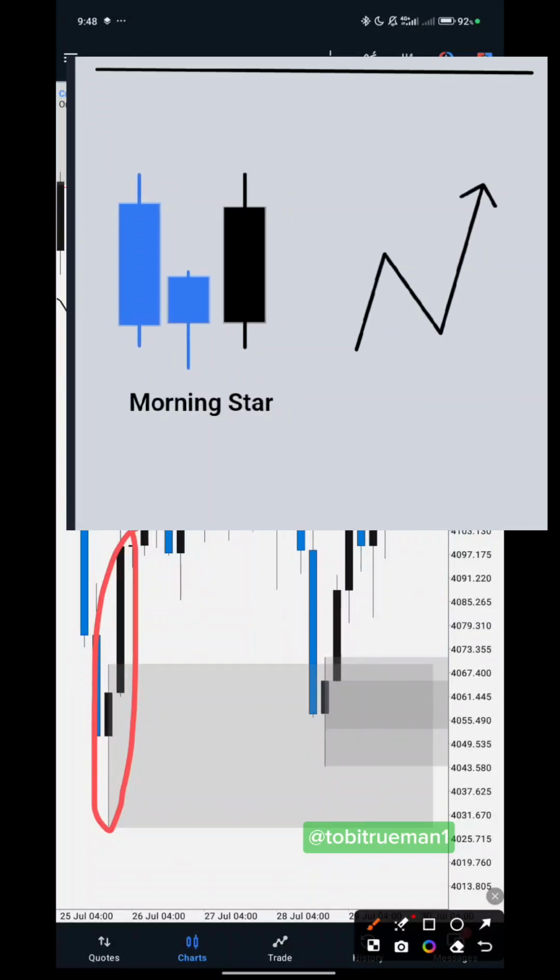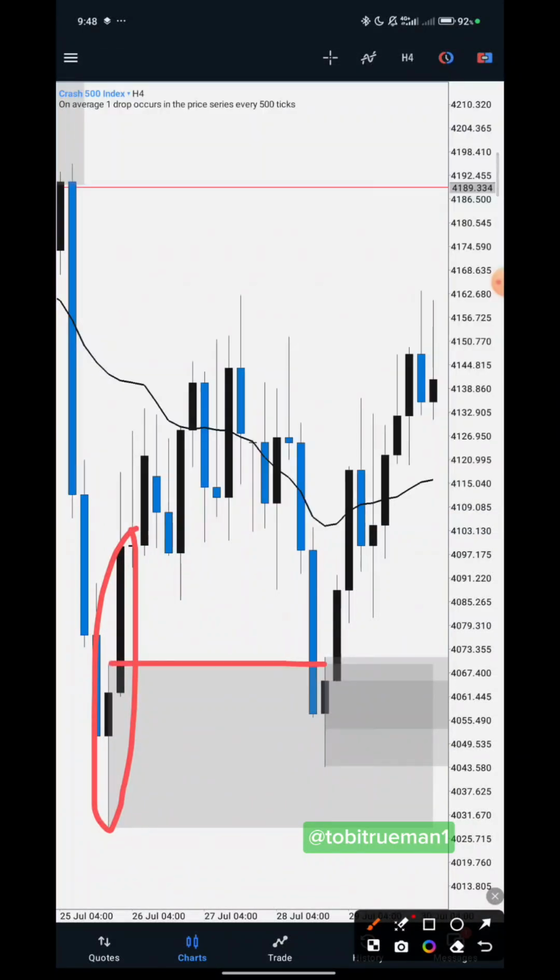Then we cannot just enter it directly and say, okay, we just want to buy. No, we have to wait for price to come into it and see if it's going to give us our confirmation by giving us another morning star candlestick pattern. You can see it. That's what happened there.